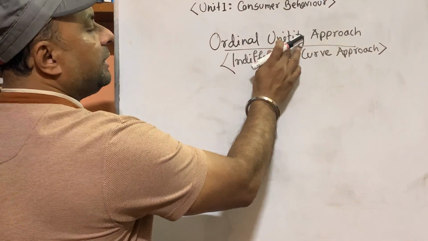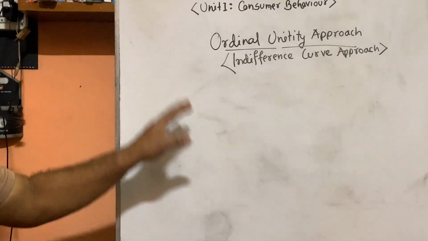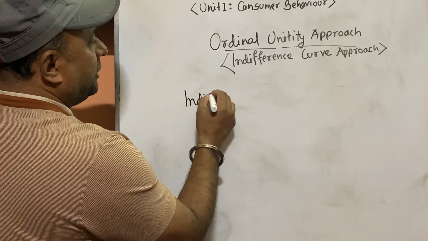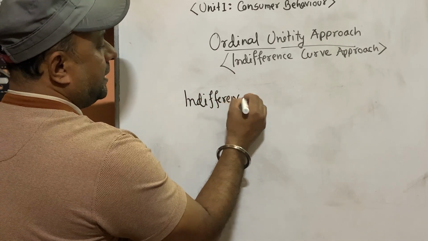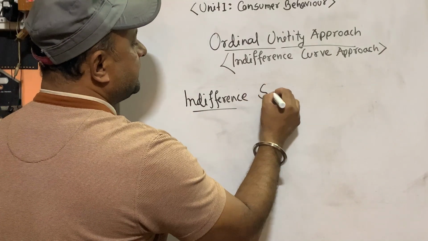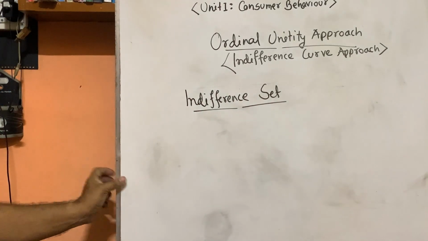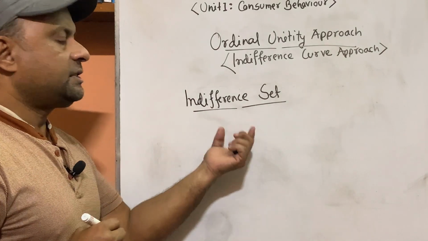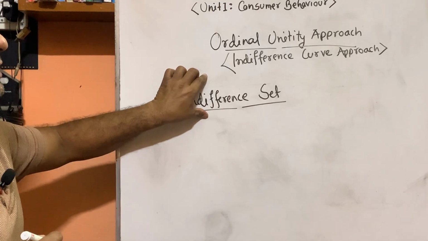Now, in the ordinal utility approach, its other name is the indifference curve approach. Let us start with the indifference curve. Indifference means not different, the same. First we have the indifference set. An indifference set means those combinations, those bundles of two goods, which can provide the same satisfaction to the consumer. Those sets are called indifference sets.